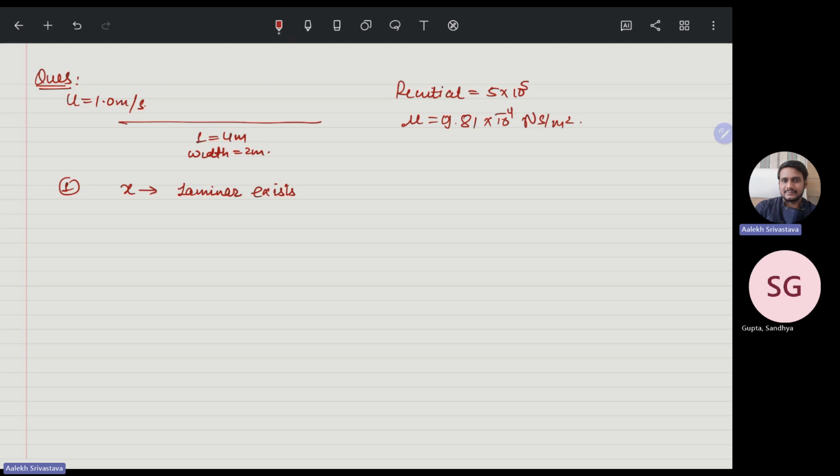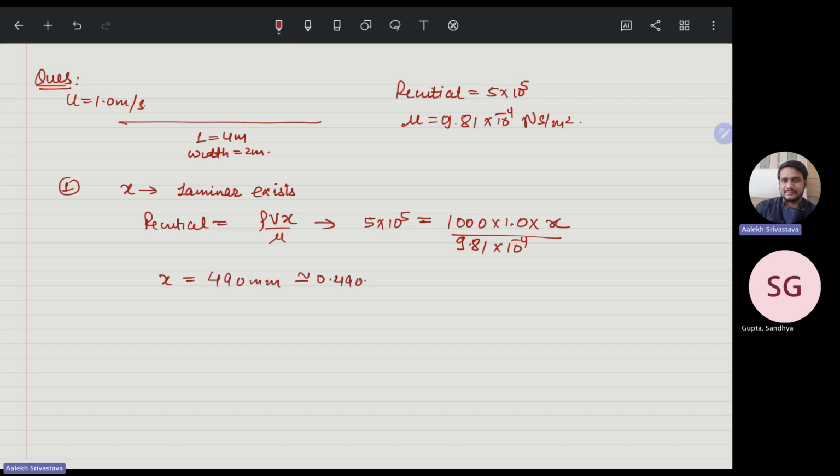So Re critical is equal to rho V x by mu, and Re critical is 5 into 10 raised to the power 5. That is equal to rho is 1000, velocity is 1.0, into x, which we don't know, and mu is 9.81 into 10 raised to the power minus 4. So you will get an x value of 490 mm or 0.490 meters. So in 4 meters, up to here only the laminar flow exists. Suppose if I say.